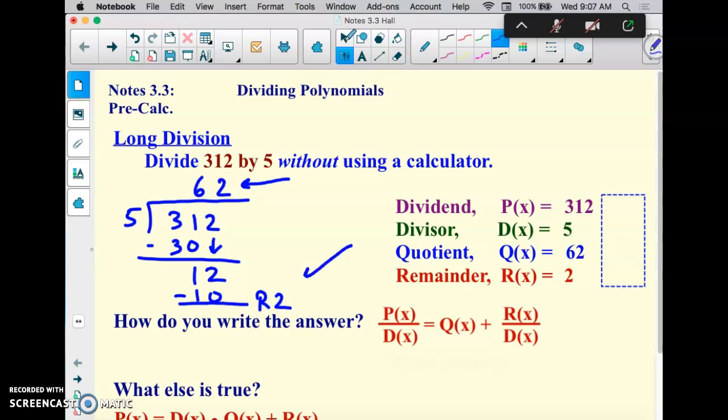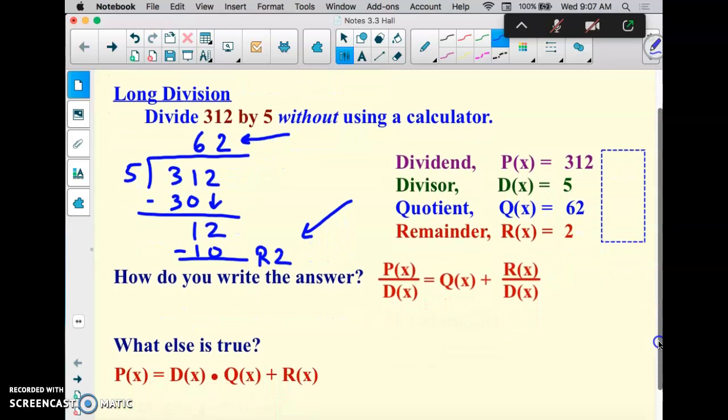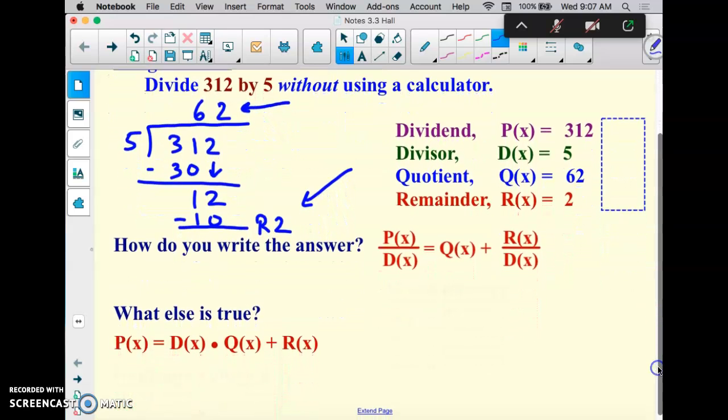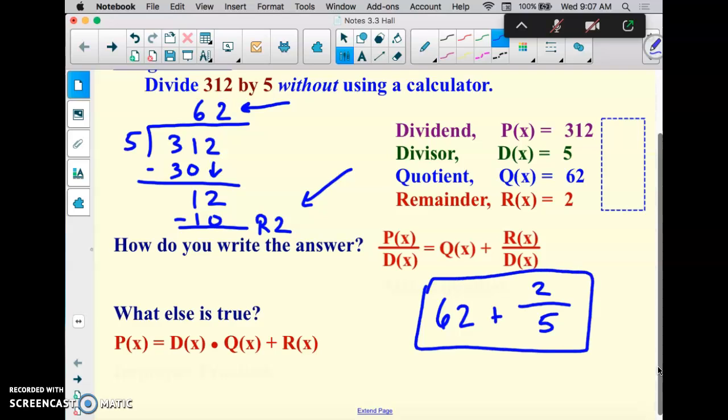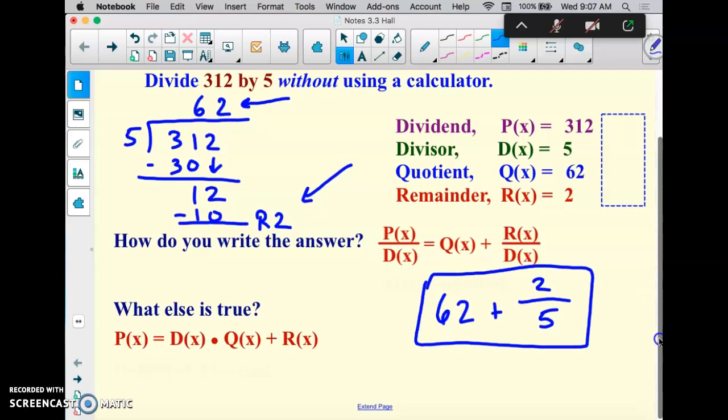The remainder was 2. We can write the solution in a few different ways. We can write P of X over D of X as Q of X plus R of X over D of X. Q of X is our quotient, 62, plus R of X, our remainder, 2, over D of X, our divisor, 5. We call that the mixed number form.